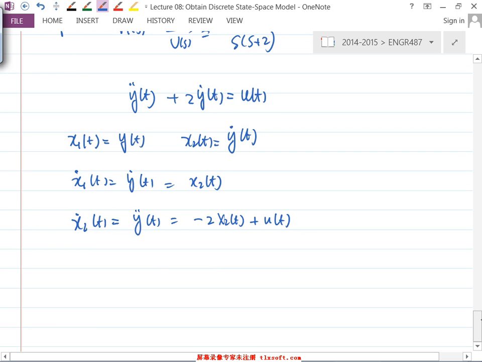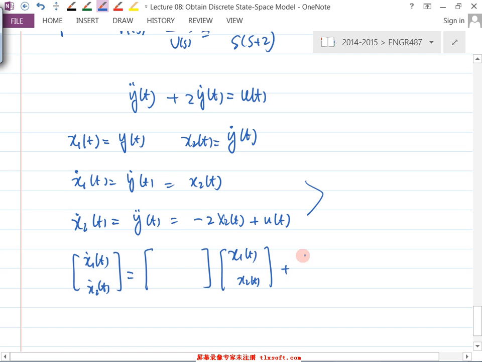Right? So these two equations together, you have the state space model now for the continuous system, right? Which means you get x1 dot, x2 dot equal matrix times x1 of t, x2 of t times u of t. Okay, so single input, single output here.